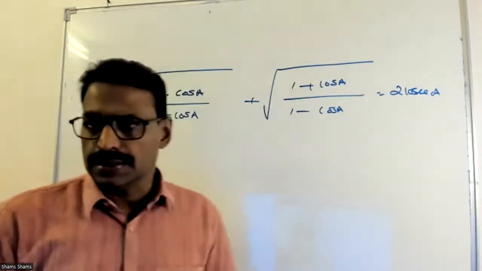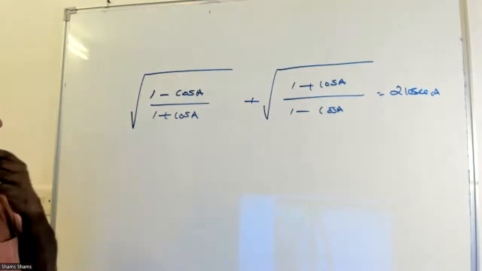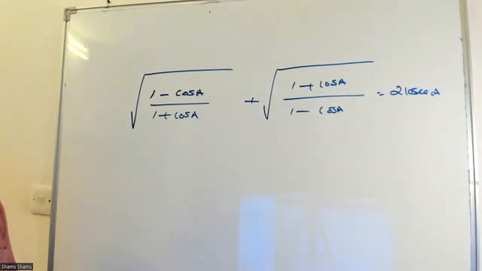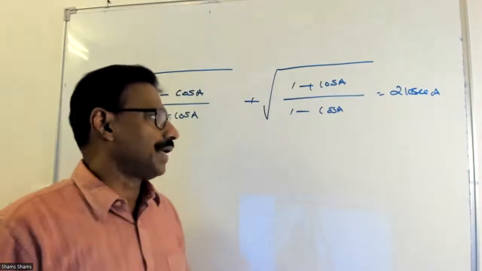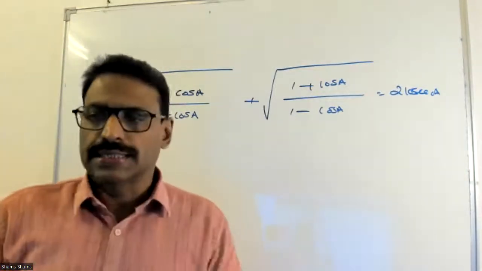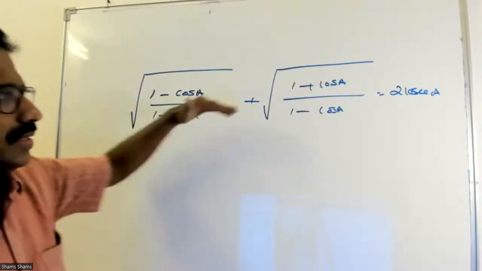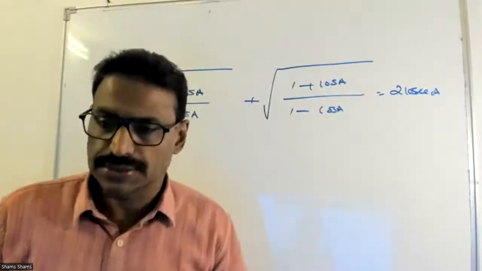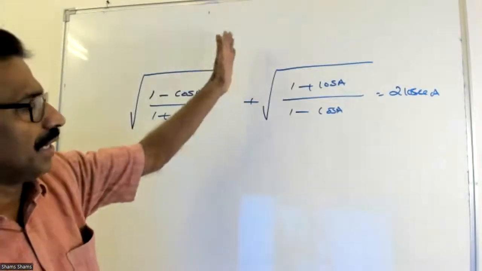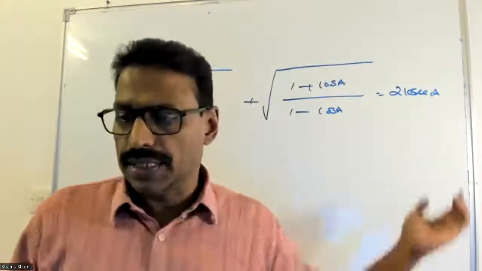Root of 1 minus cos A by 1 plus cos A plus root of 1 plus cos A by 1 minus cos A equal to 2 cosec A. Okay, this one, there are two methods. Method number 1, you can follow what we did last class: simplify this one and simplify this one, and just adding, we get this answer.